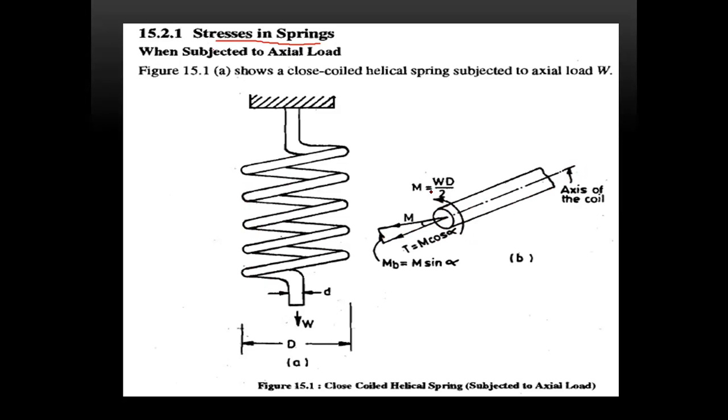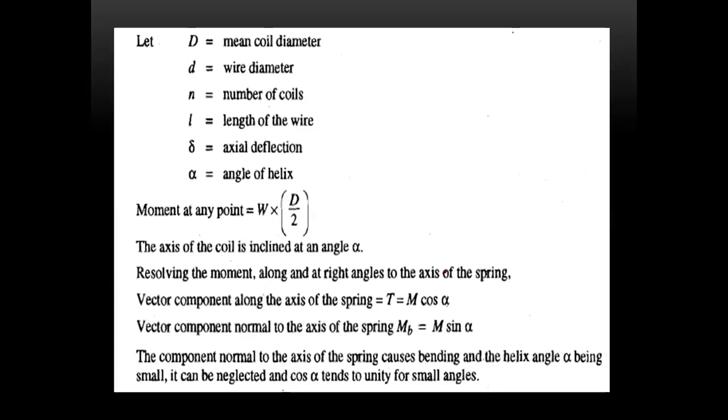If you take the axis of the coil, the twisting moment M is equal to WD by 2, the torque is equal to M cos alpha, the bending moment MB is equal to M sin alpha, right? Based upon this, let D be the diameter of the coil, d the diameter of the wire, N the number of coils, L the length of the wire, alpha the angle of the helix. Therefore, the moment at any point M is equal to W into D by 2.